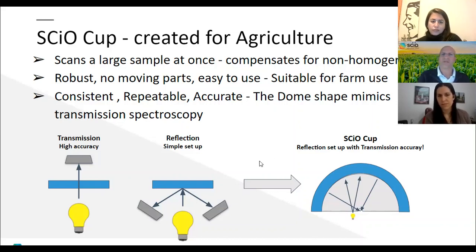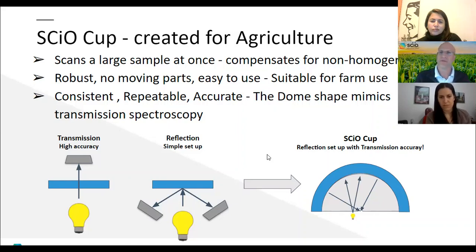SCiO Cup, just like the SCiO Mini, is very robust. It has no moving parts. It's easy to use. It's very much suitable to use on a farm, in the field, in various different locations where you want the unit to be simply robust. So it's still totally built to support this type of environment. Last but not least, it's consistent, reputable, and accurate. It was designed to be such. It is in many cases at par with benchtop near-infrared devices that cost tens of thousands of dollars and are found in laboratories. We're able to reproduce this type of accuracy and performance and bring it to the field. It cannot replace the laboratory, of course, but whatever it does, it does very well.